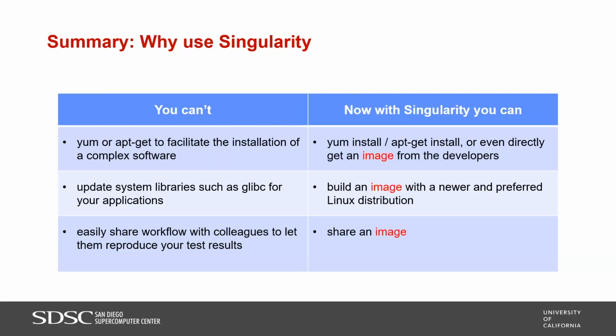And now with Singularity, you can build an image with a newer and preferred Linux distribution. So, for example, your HPC cluster is running on Red Hat or CentOS, but you are an Ubuntu user and you wish to use Ubuntu. Then in that Singularity container, you can choose to run Ubuntu. That's up to you, and it usually works well. And of course, once you have the image, you can share it with your colleagues.